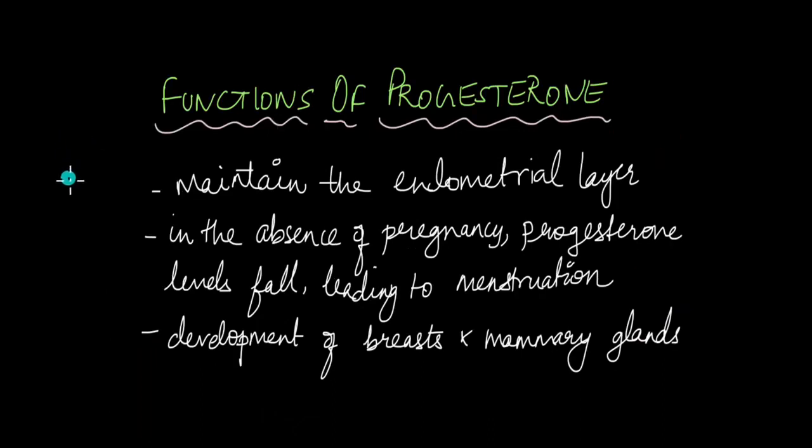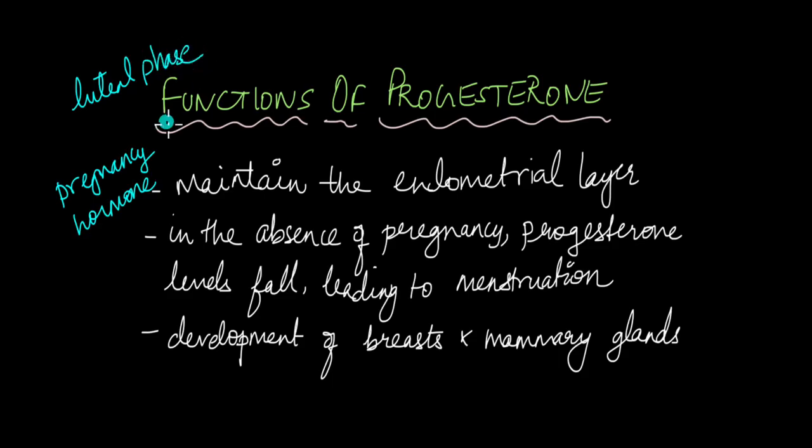Now, I told you that progesterone is known as the pregnancy hormone, right? So even before pregnancy can occur, the endometrial layer needs to be maintained properly so that implantation can occur. During the luteal phase of the menstrual cycle, the level of progesterone begins to increase in the body because the degenerating corpus luteum is producing more and more progesterone. That causes the endometrial layer to thicken in the uterus.